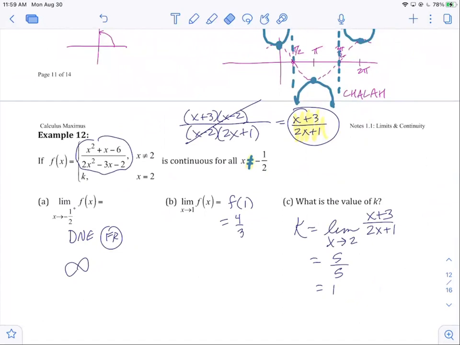Let's go back and plug in something to the right of negative 0.5, like negative 0.4. Negative 0.4 times 2 is negative 0.8. Plus 1 is positive. And then negative 0.4 plus 3 is positive. Positive over positive is positive. Yes. All right. Thank you.